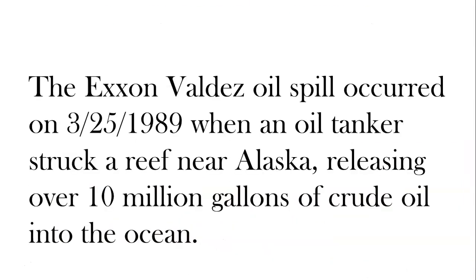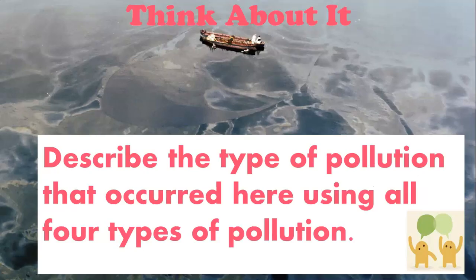There's a famous oil spill in 1989 called the Exxon Valdez disaster. This happened when an oil tanker traveling in the ocean ran aground. It released over 10 million gallons of crude oil off the coast of Alaska into the ocean. What I want you to do at the bottom of your paper there is describe the type of pollution that occurred here using all 4 types of pollution. So is that primary or secondary, point source or non-point source, biodegradable or POP, and acute or chronic.